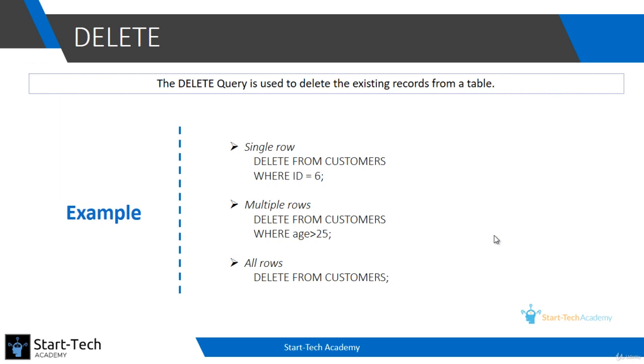If we want to delete a single row, we can just run a query to delete from customer table where customer ID is 6. If we want to delete multiple rows, say all the customers who are less than 25 years old, we will write delete from customer table where age is less than 25. If you want to delete all the rows of the table, we will use delete from customer table and not mention any condition. Let us go to pgAdmin and write these three queries.